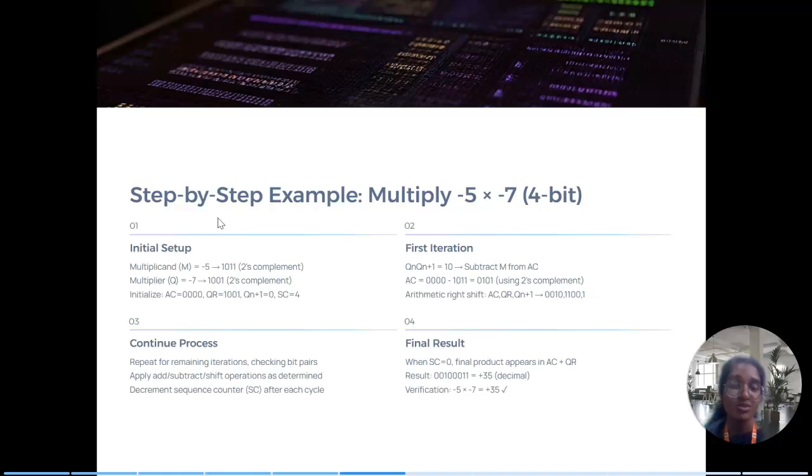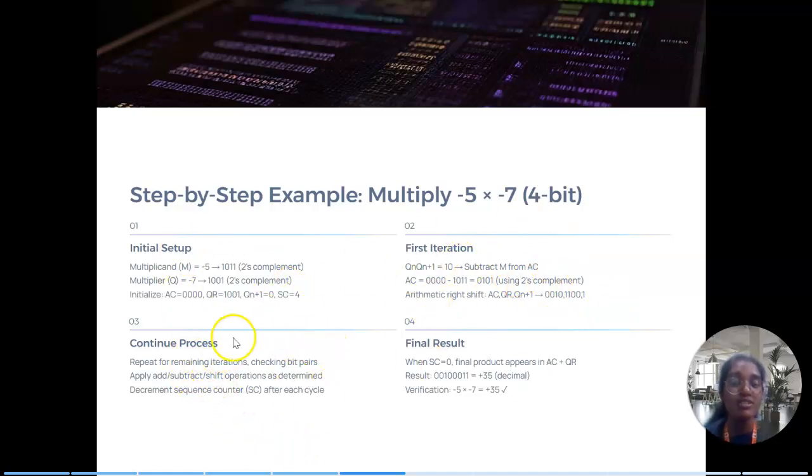That becomes 1001. We have to initialize AC equal to all zeros, QR equal to 1001, and Qn plus 1 equal to 0. SC equals 4. First iteration: Qn, Qn plus 1 equals 10. We have to subtract the multiplicand and continue the process.